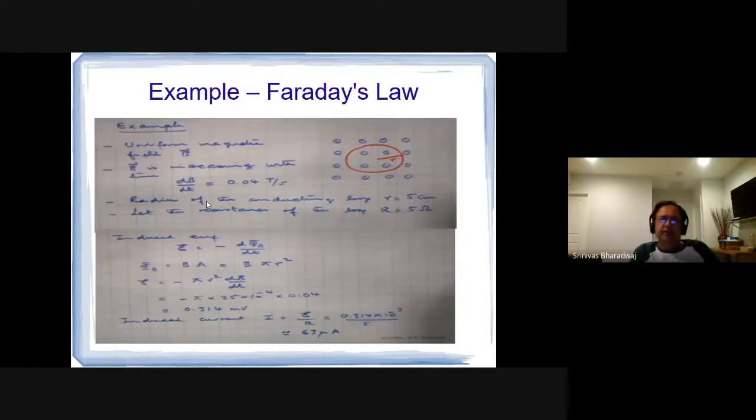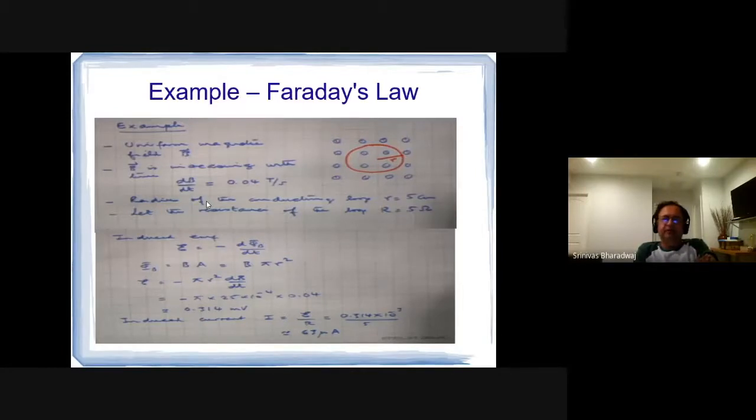B times pi r square, and the B is perpendicular to the area, right? So B times A. So if B is changing at 0.04 Tesla per second, then B times A is pi r square times dB by dt, and it is changing at 0.04 per second. Pi r square times 0.04 per second.